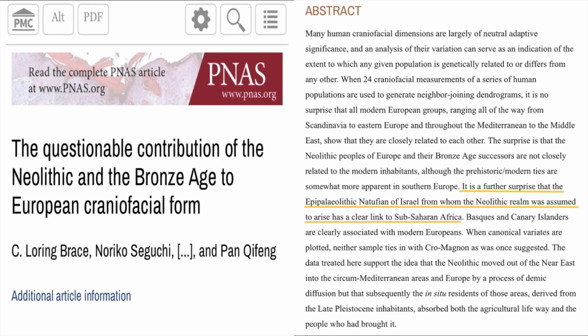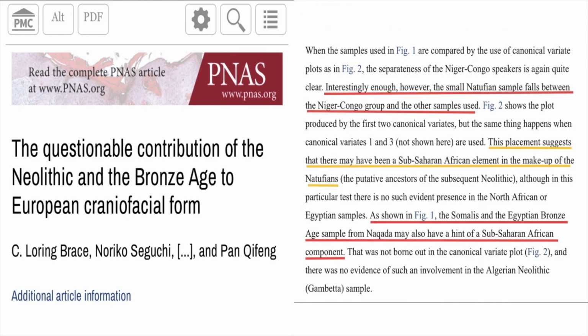Here is a paper that actually goes into this, the questionable contribution of the Neolithic and the Bronze Age to European craniofacial form. And so it says, it is a further surprise that the Epipaleolithic Natufian of Israel, from whom the Neolithic realm was assumed to arise, has a clear link to sub-Saharan Africa. Interestingly enough, however, the small Natufian sample falls between the Niger-Congo group and the other samples used. This placement suggests that there may have been a sub-Saharan African element in the makeup of the Natufians.